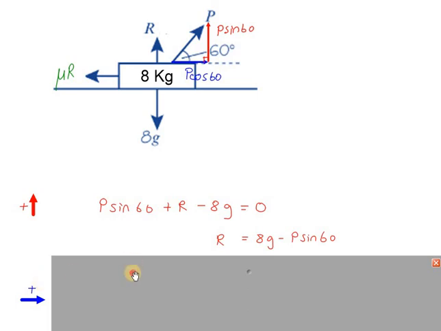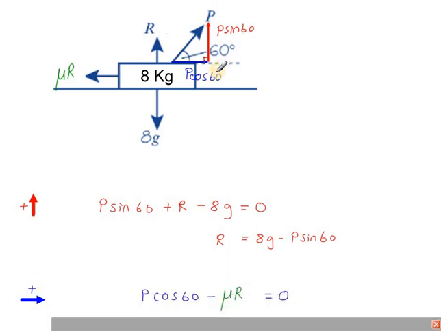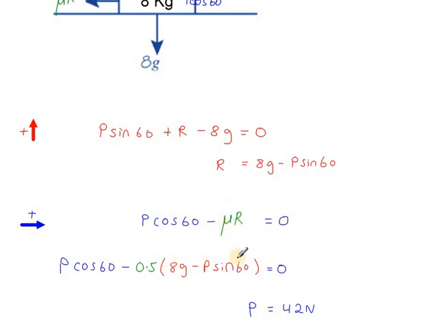Resolving horizontally, we have P cos 60 minus mu R equals 0, the resultant force, and we know what R is equal to, and we know what mu is, the coefficient of friction. We substitute those values in and solve to get P is equal to 42 newtons.